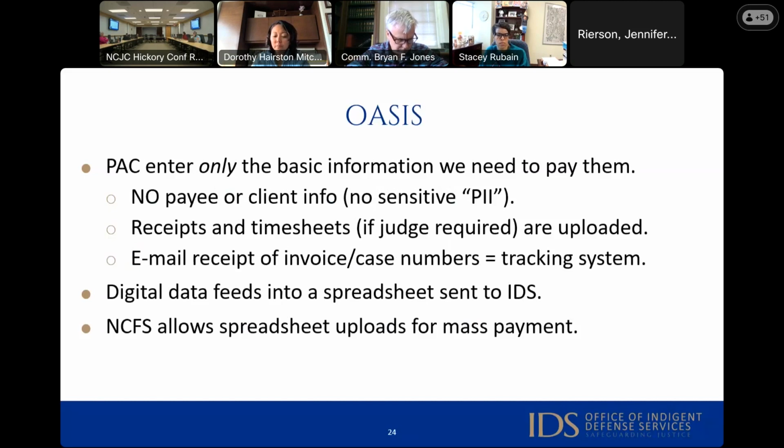If the judge has requested a timesheet or if there are expense receipts needed, those are uploaded directly in the system. Once an invoice is submitted online, the attorney receives an email receipt of the invoice with the case numbers. This provides them a tracking system from the first time they submit, and that's a first-time innovation for IDS to be able to provide. Next, the digital data they enter feeds into a spreadsheet that is sent to IDS AP staff, accounts payable. NCFS does allow spreadsheets to be uploaded for payment. Doing this will save hundreds of hours of manual data re-entry.